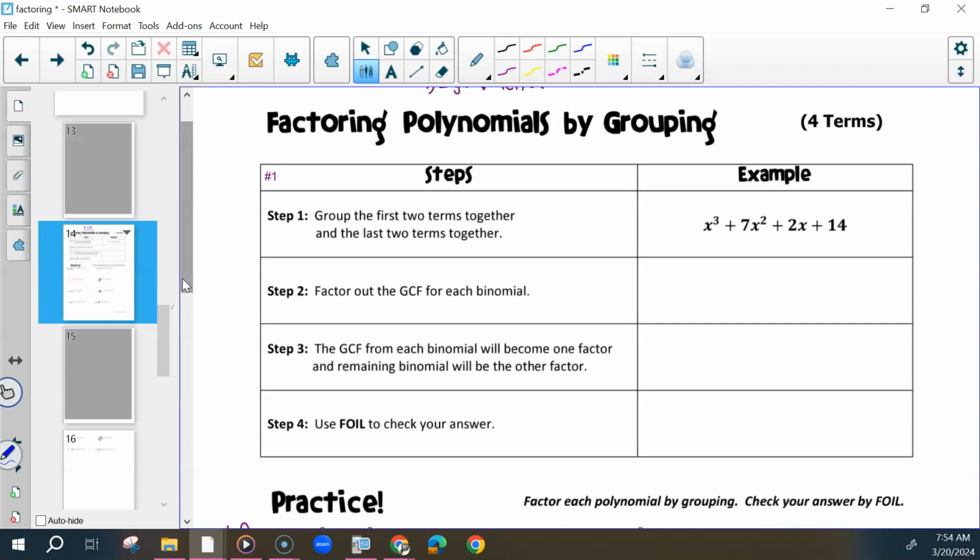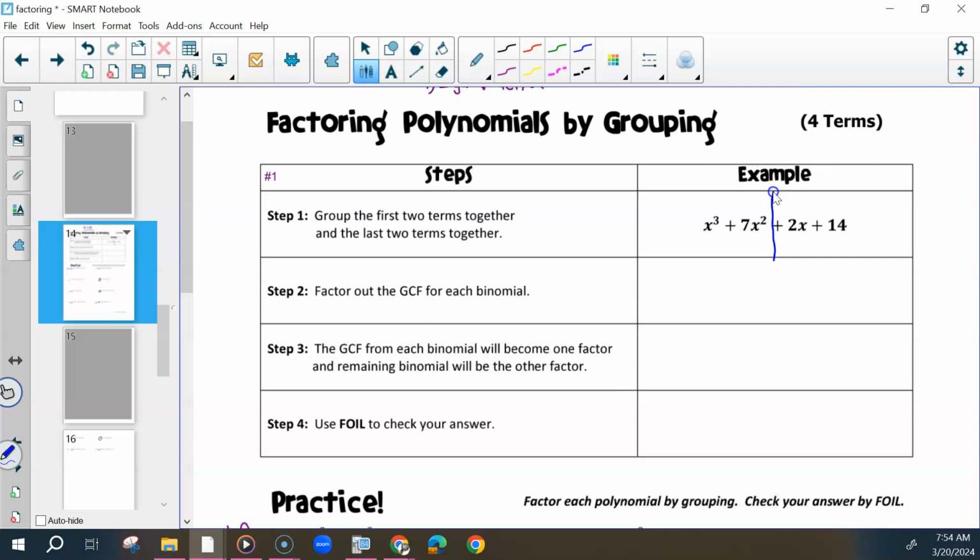So we're going to group the first and last term, so you can either put them in parentheses or just split it down the middle. When you split it down the middle, you want to make sure the sign of the third term goes with the rest of the right side. And then we're going to factor out the GCF of both sides separately. So on this side, x cubed plus 7x squared, what do those have in common?